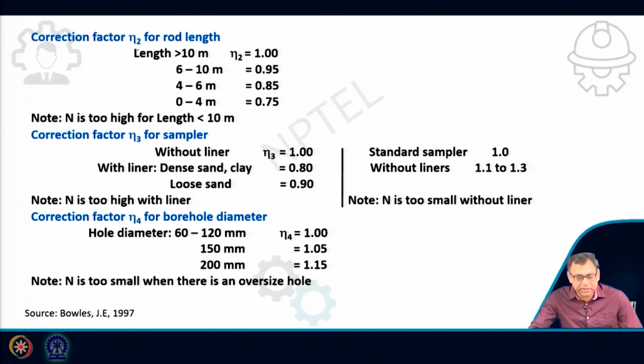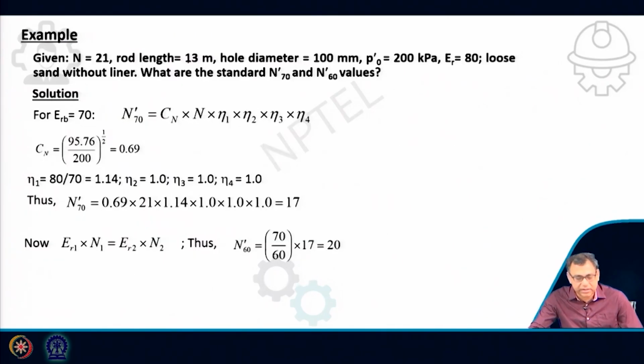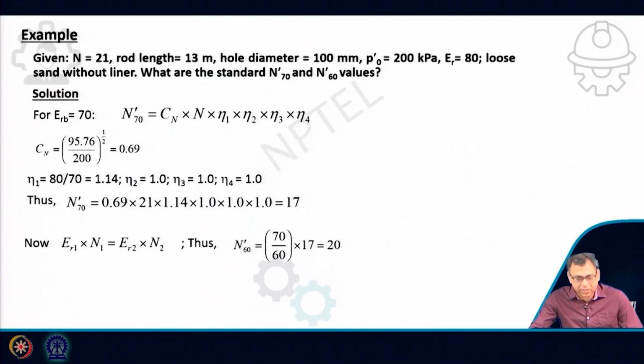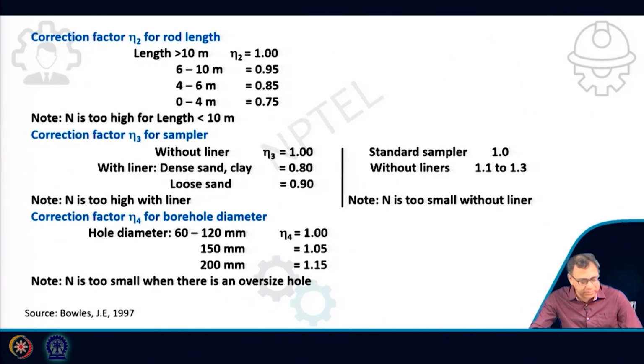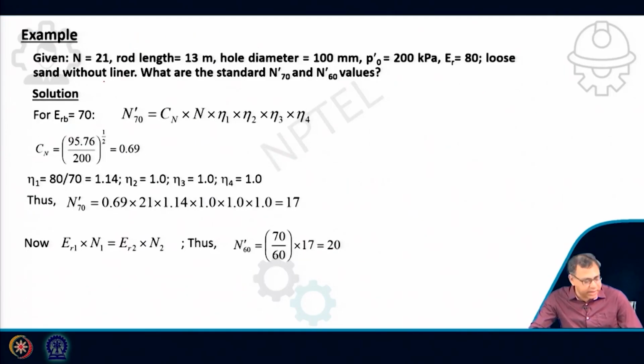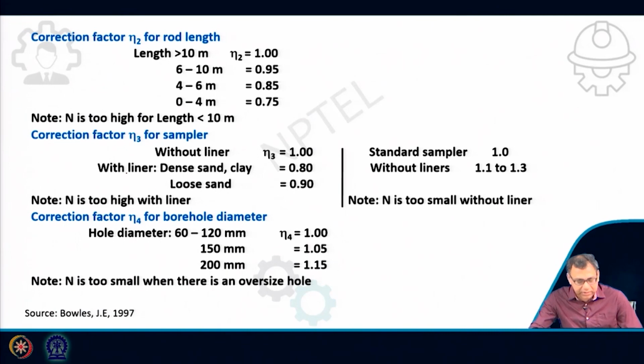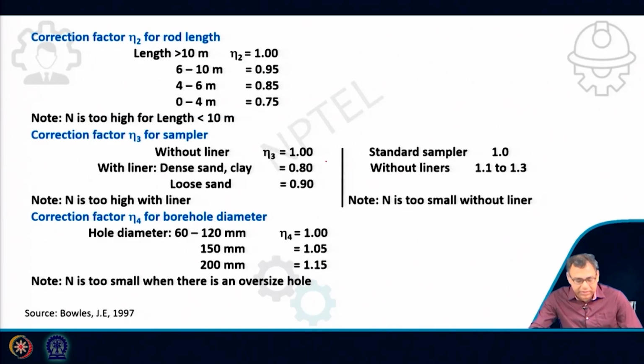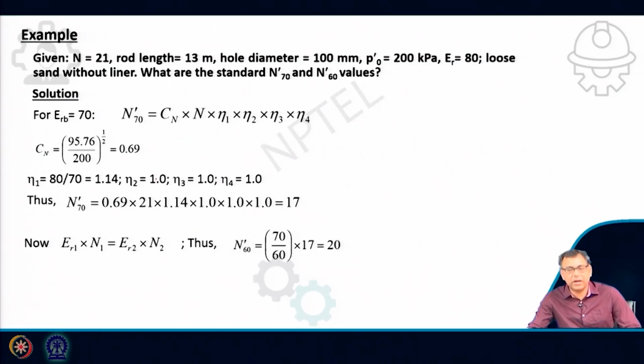the correction, this means it is your rod length correction. Rod length is 13 meter, so it is for 10 meter, 13 is greater than 10 meter, so it will be 1. Okay, rod length will be 1, then your hole diameter is 100, that will also be 1. Now, it is loose sand without liner. If I use this one, loose sand without liner or with liner, what? Loose sand without liner. So, that will also be 1. So, these all are 1.